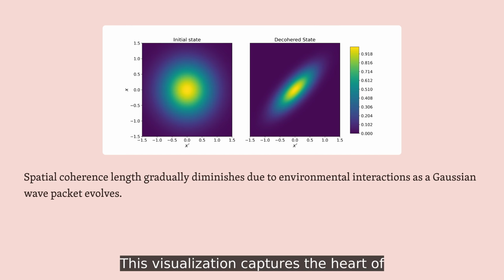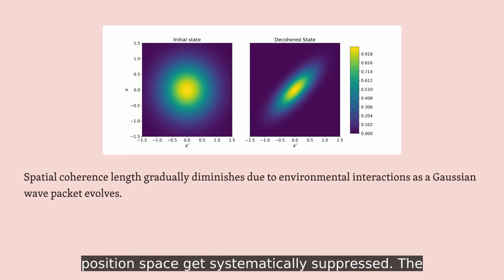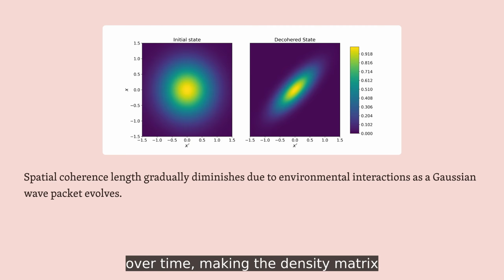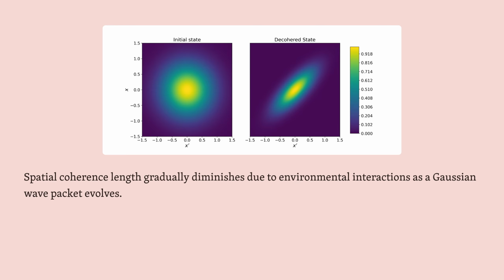This visualization captures the heart of the mechanism. As the environment interacts with the quantum particle, the off-diagonal elements of the density matrix in position space get systematically suppressed. The width along the off-diagonal direction shrinks over time, making the density matrix increasingly diagonal and classical-like.